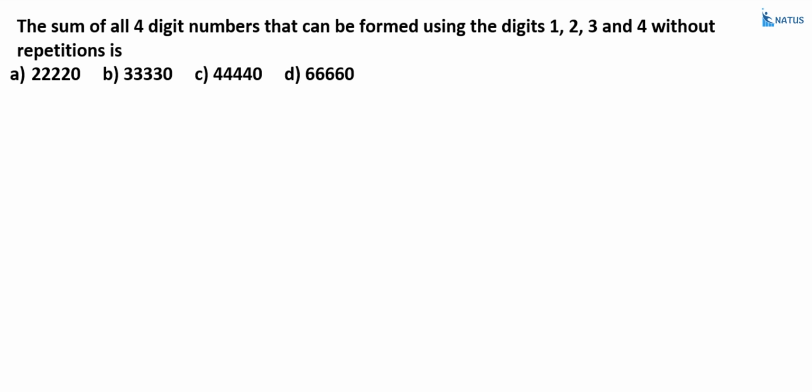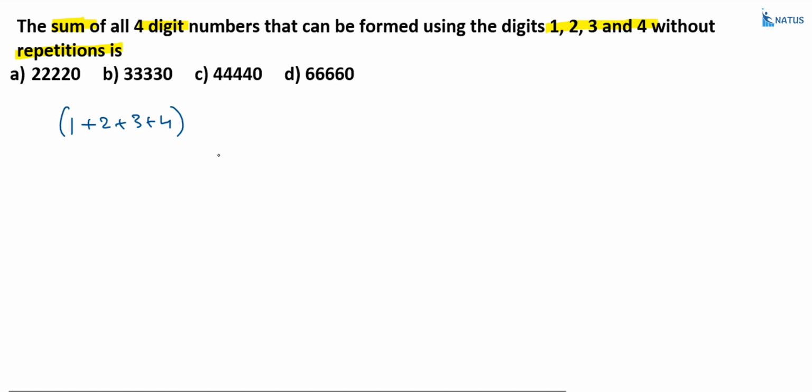Now, the sum of all four-digit numbers that can be formed using 1, 2, 3, and 4 without repetitions is. Here we require the sum, right? And this is a permutation and combination problem. A simple technique is there. Just observe carefully. I will write the answer. That is 1 plus 2 plus 3 plus 4. Do you understand?